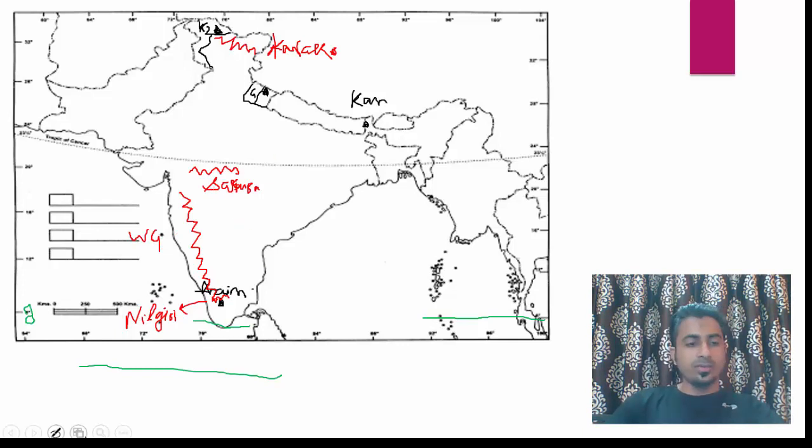Now we move on to the rivers. So the first river is Ganga. For this I will take blue color. So Ganga rises in Gangotri in Uttarakhand and it goes through Uttar Pradesh, then Allahabad, Varanasi, then it enters Bihar, then it goes through Patna, then the state of Jharkhand and then West Bengal and then flows into the Bay of Bengal. So this is Ganga.